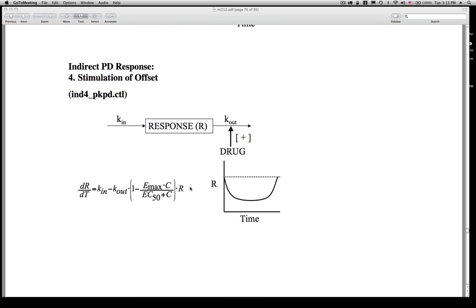And then we can also stimulate the offset. When we stimulate offset, of course, we're going to rapidly eliminate the response or the response mediator. And that's modeled, again, another typo here, sorry about that, as K in, the zero order rate constant, minus K out, the first order, times 1 plus this stimulatory Emax effect. If we stimulate K out, we're going to see a drop in response with drug concentration and then a return to baseline.